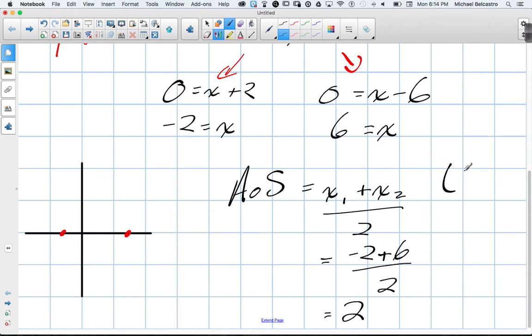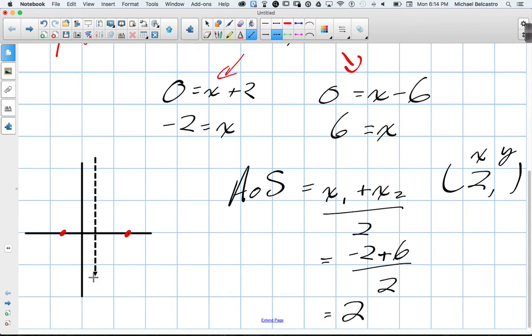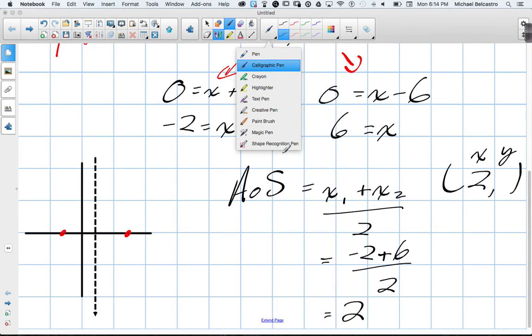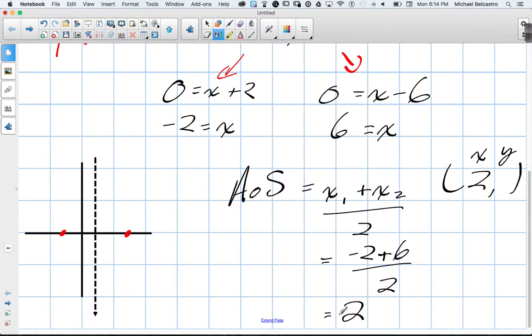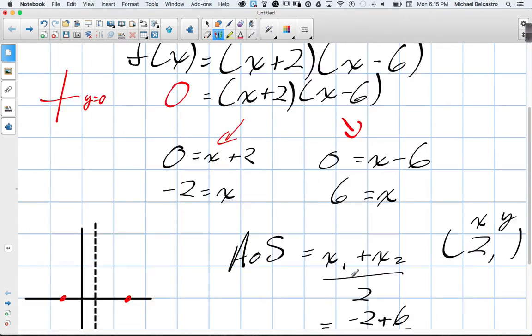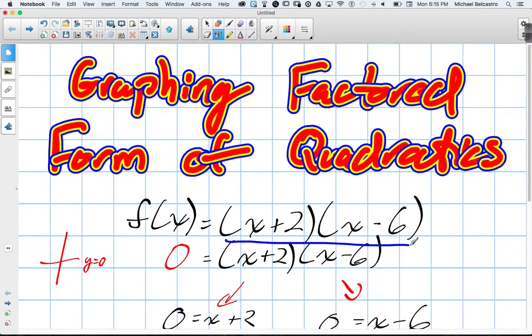So what that means is the x value of the vertex is at 2, and we just have to find out what the y value is. The x value of the vertex is the same as the axis of symmetry, so it's probably roughly about there. It looks like it's in between. To find the y value, we take our x equal to 2 and plug it into the original equation, and then we'll find out what our y value is.